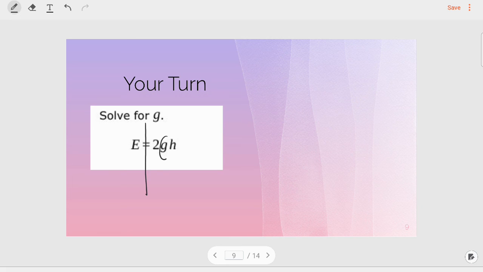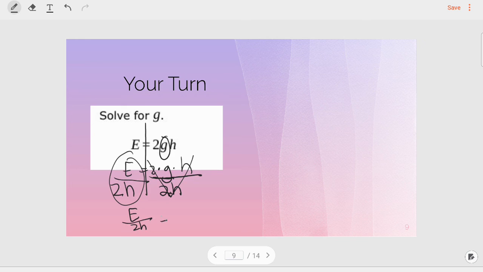Drawing my line, here is g. This simply means 2 times g times h, so I'm going to undo this all with division. Since I'm timesing by 2, I'm going to divide by 2, and since I'm timesing by h, I'm going to divide by h. Those cancel, and on the left-hand side, I'm going to do the same. Divided by 2, and divided by h. I'm going to copy and paste this below. G is the only thing left over here, and I have my final answer.